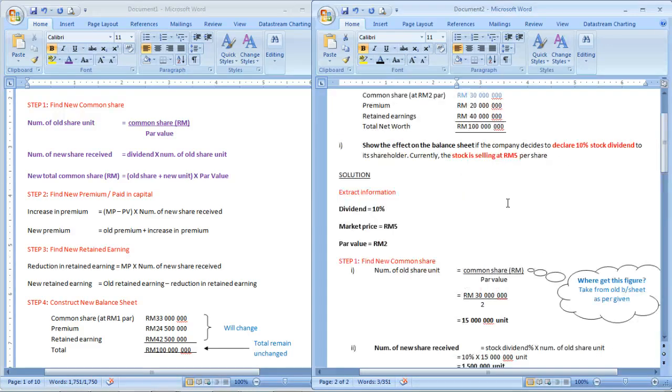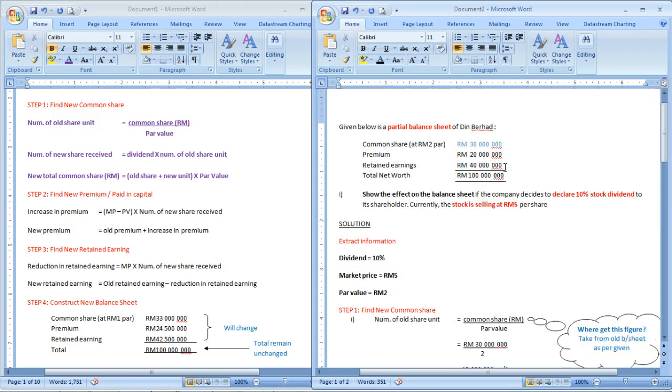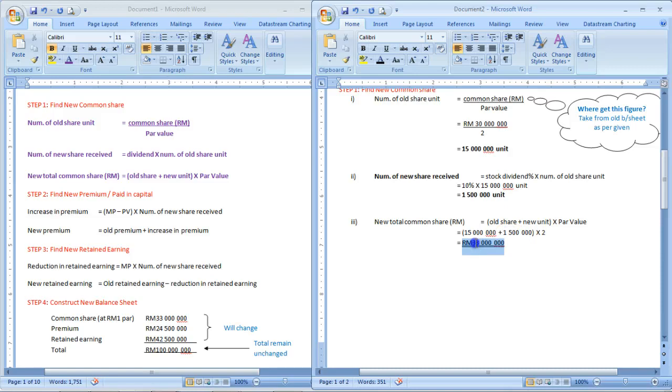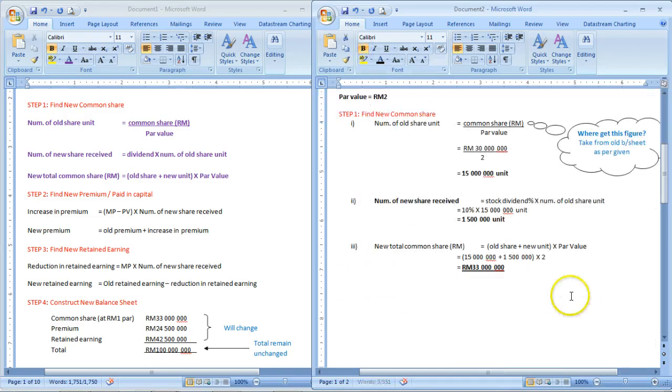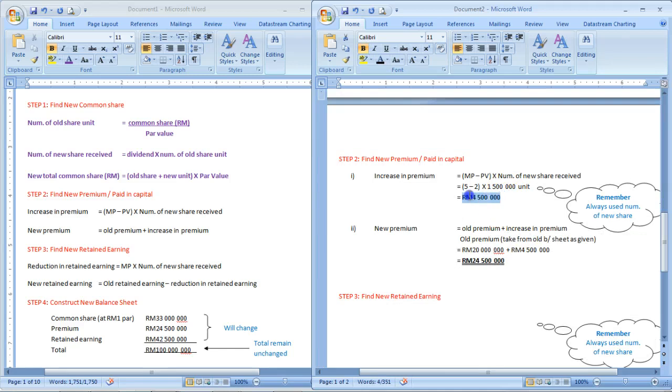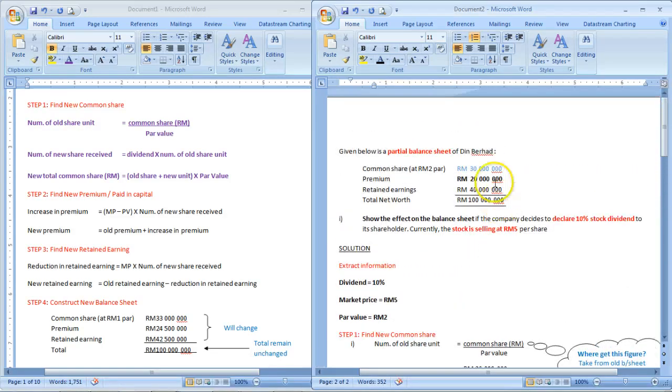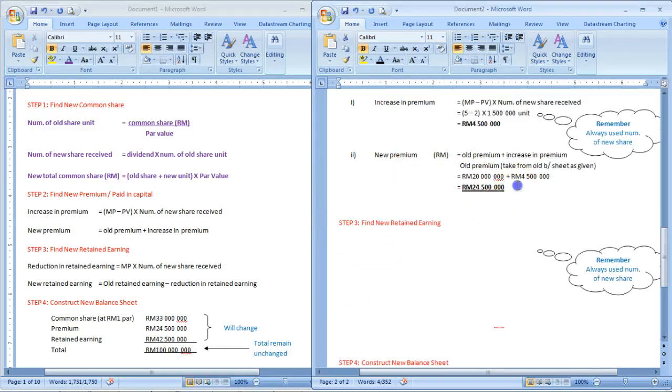When we compare, before this it was 30 million, now your new common stock in RM is 33 million. Before this, your premium was 20 million. Now it is increased by 4,500,000. So the whole premium, you will add the increase in premium to the old premium. Where can you get the old premium? It comes from the current balance sheet in the question, the partial balance sheet. So this is your new premium.